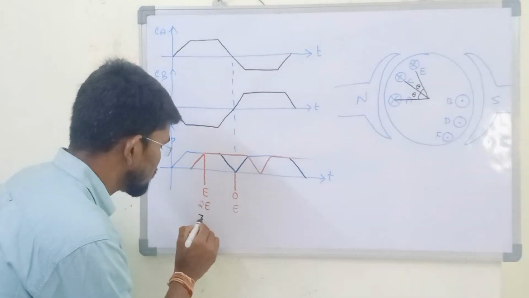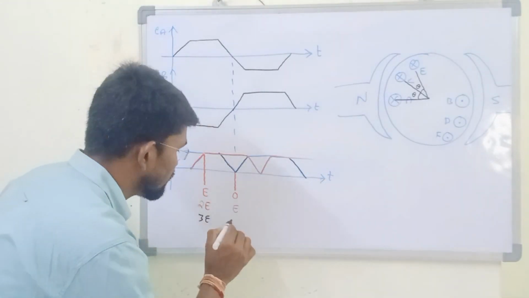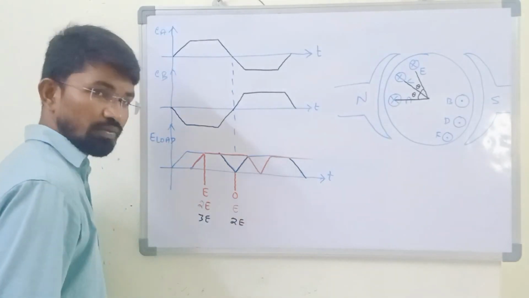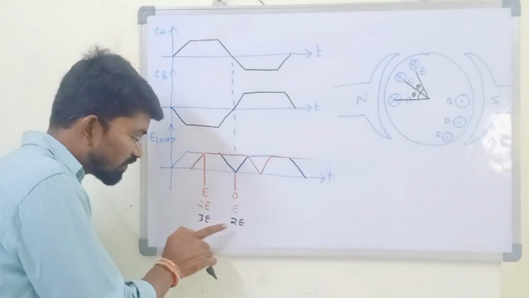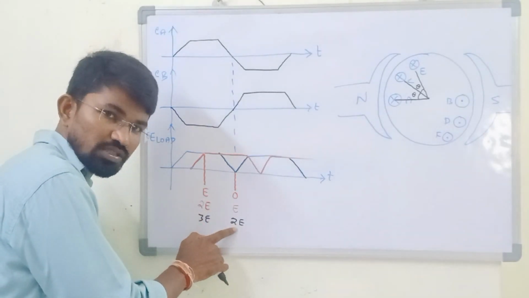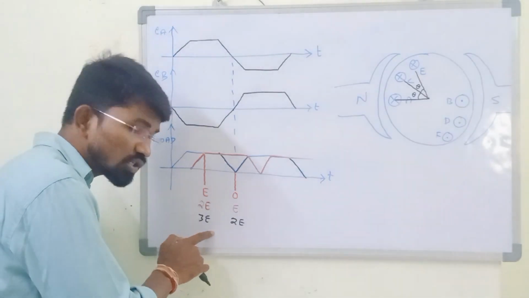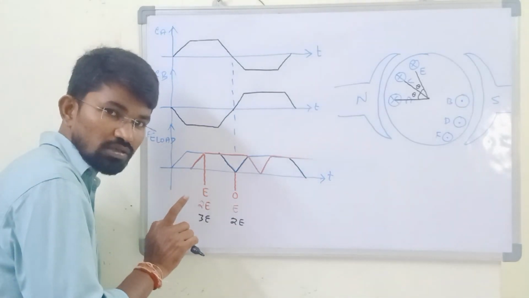Now, if I take three coils here, what is the EMF? What is the voltage here? This is 3E and this will be 2E. If this 3E is 100%, what is this 2E? This is 66%. Therefore, what is the change in percentage ripple factor? Only 33%. Yes or no?